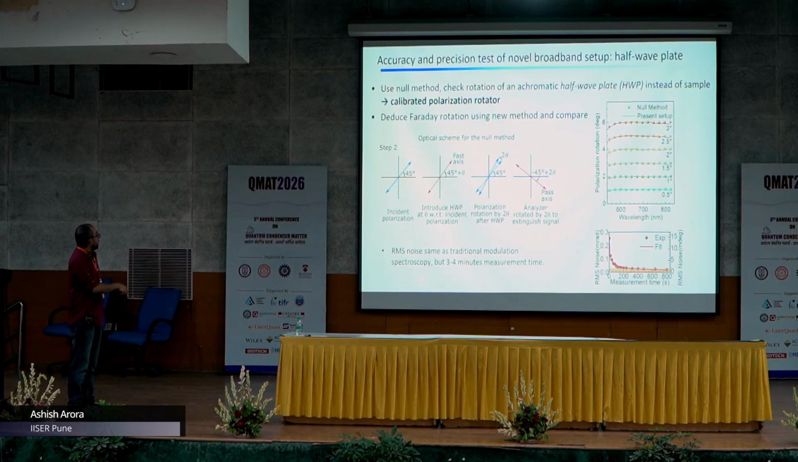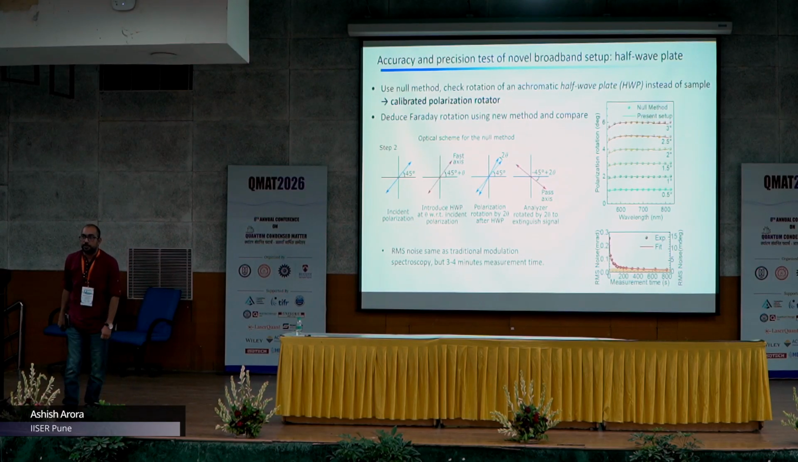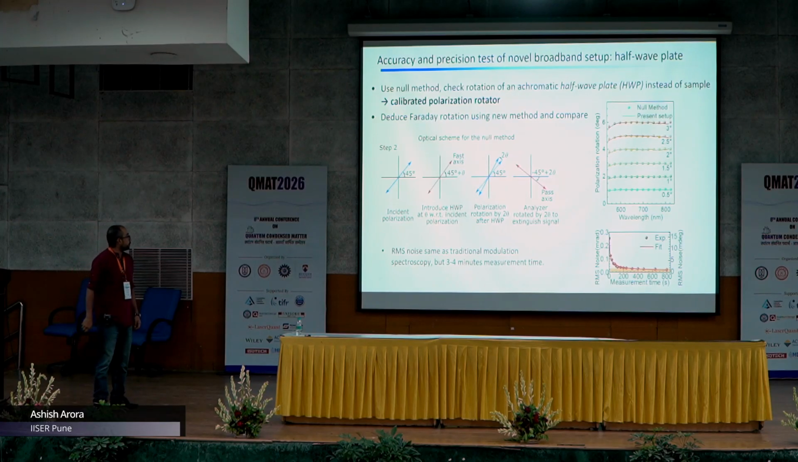At the same time, we can measure how precisely we can measure things. For example, if we measure RMS noise. Now, this orange shaded region is the RMS noise, which is typical in modulation spectroscopy setups, obtained after many hours of measurement. However, after 3 or 4 minutes, we notice that the RMS noise of our setup is similar. Therefore, we start to win already after 3 or 4 minutes.